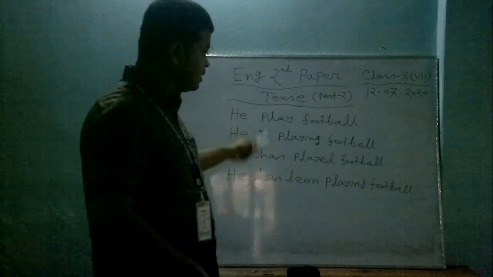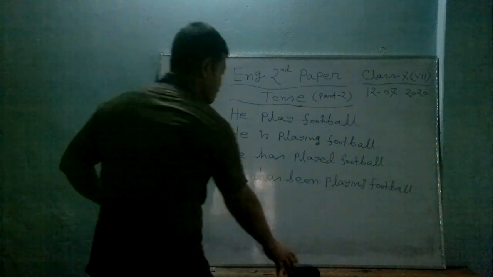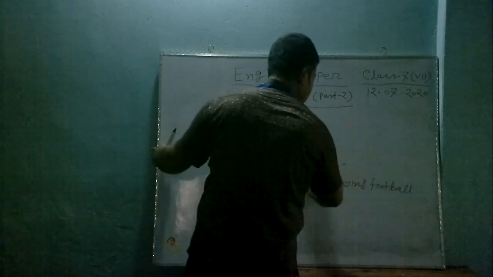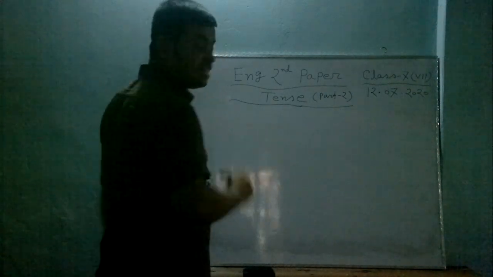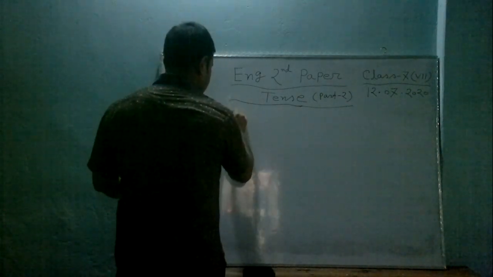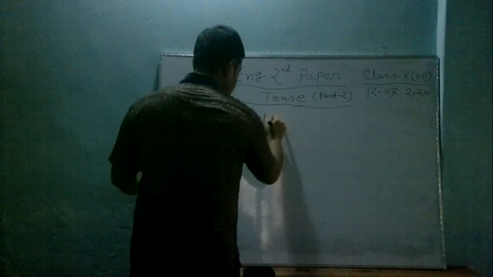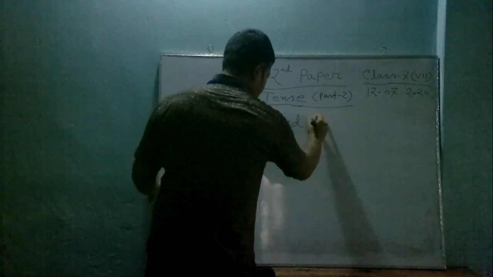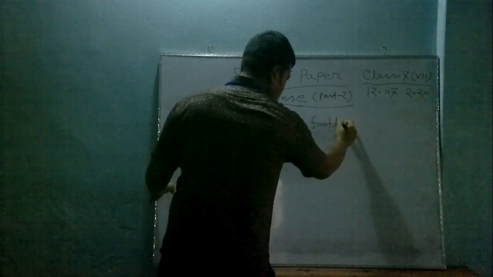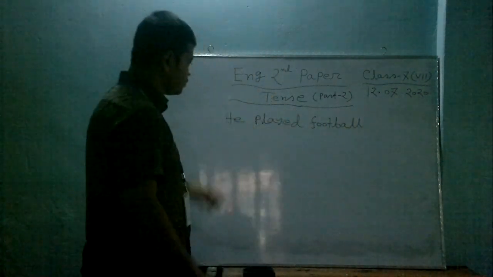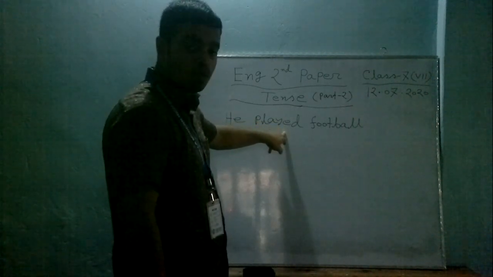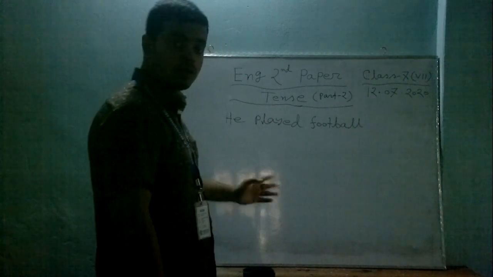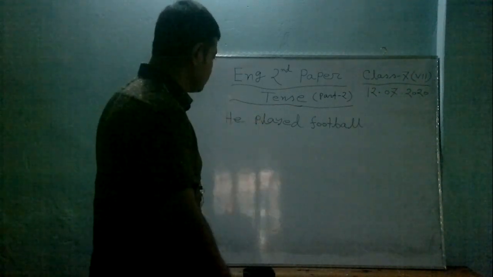Now we can write these sentences in past tense. In past indefinite tense, the sentence will be: he played football. Subject plus verb two, it means the past form of the verb, then the object. This is the structure of past indefinite tense.